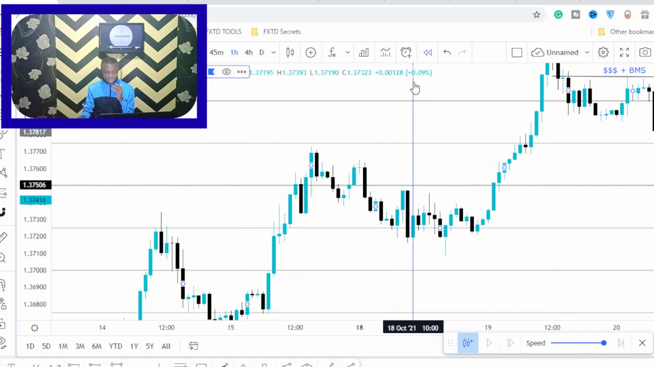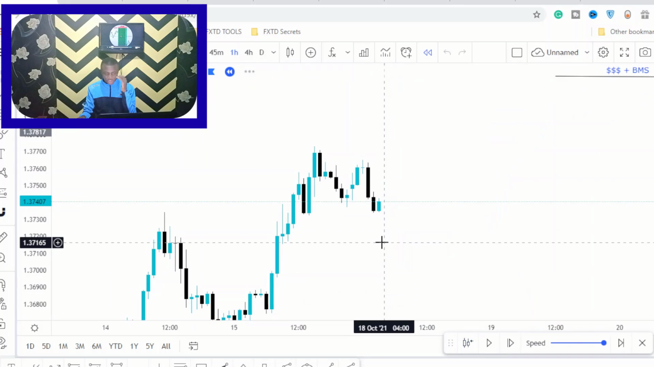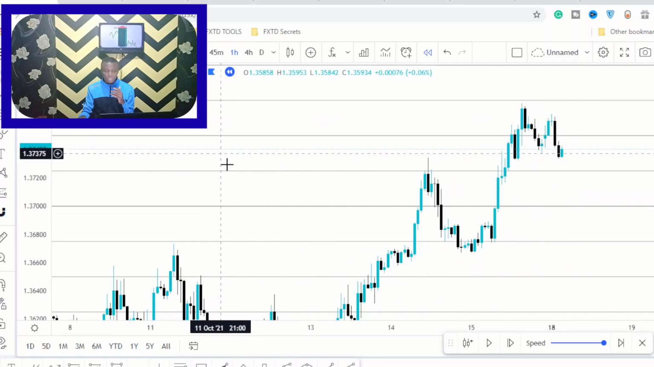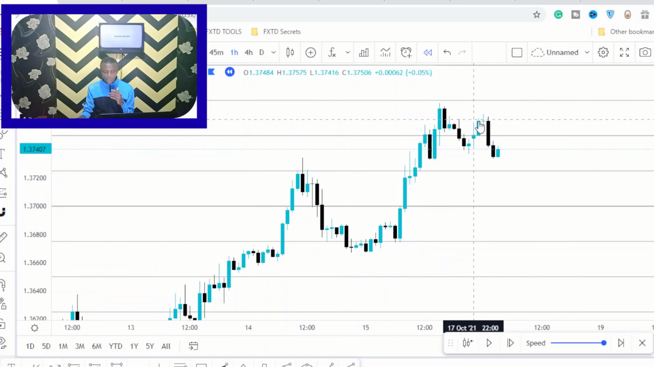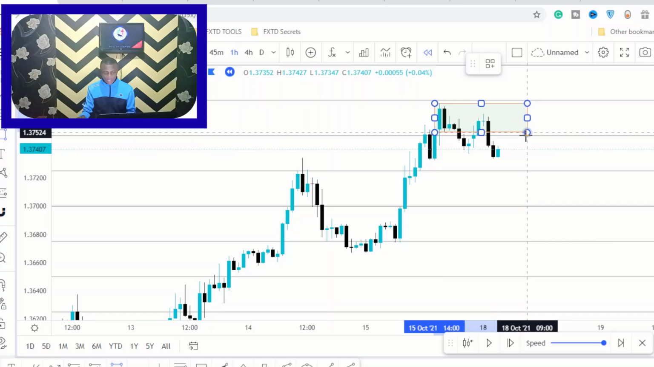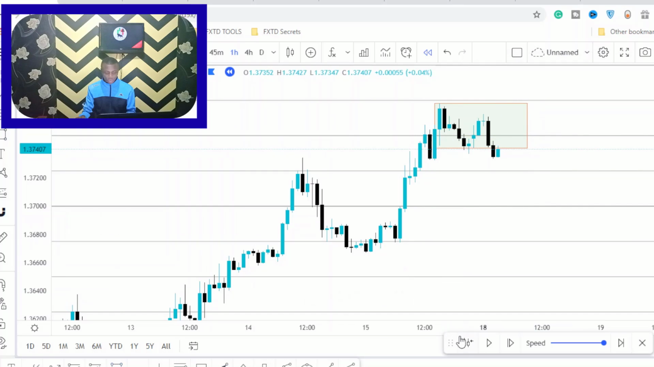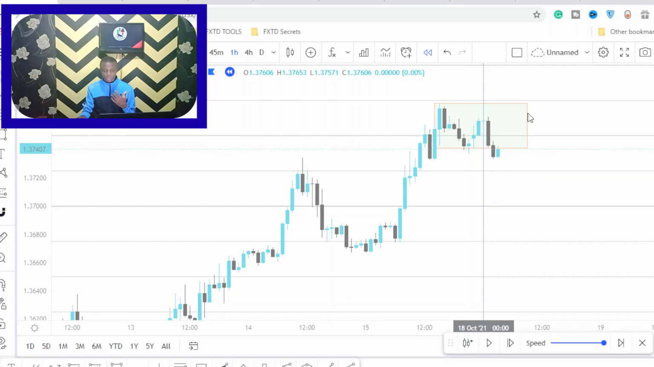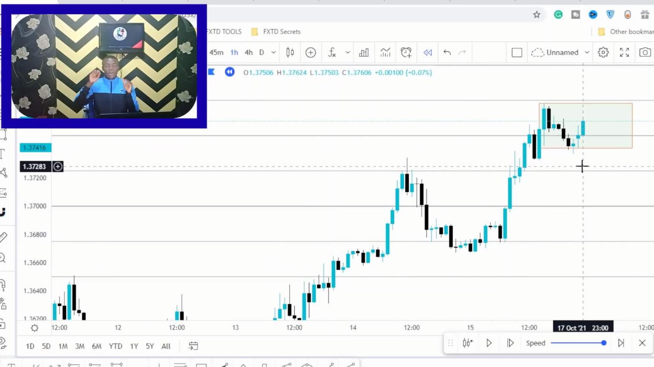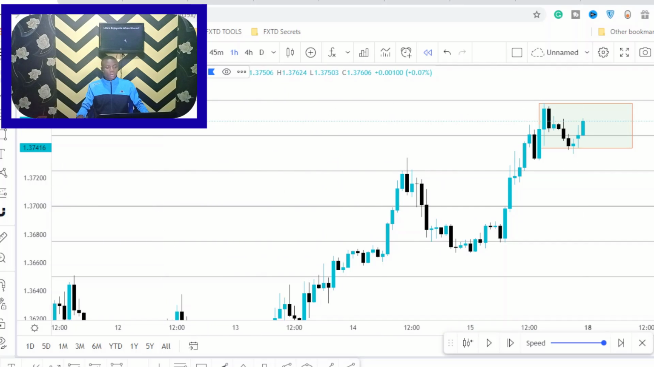I'm going to use the replay feature just to teach you a few things. So this is the 1 hour. We're going to assume that you want to enter a trade based on this order block. I want to share with you what you do. So let's say you've seen price right here in the 1 hour. What's going to be your entry confirmation on the lower time frame?